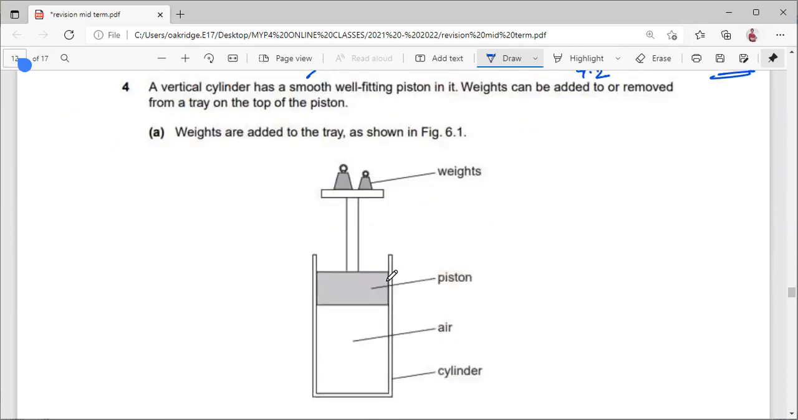A vertical cylinder has a well-fitting piston in it. Okay, you have a cylinder. Weights can be added to or removed from a tray on the top of it. So you're adding some weights over here. Now, when you add a weight, what can happen? There is air initially.